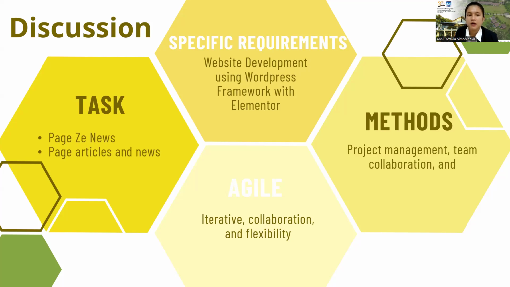And what is the task? My task is the news menu that consists of two content types, namely news pages and article pages. Each page has its own sections. On the Z-News page, there is a section for the latest news, latest articles, and explore all the articles. Furthermore, when one of the news or articles is clicked, a news page or article page will appear that displays the news or article as whole information.